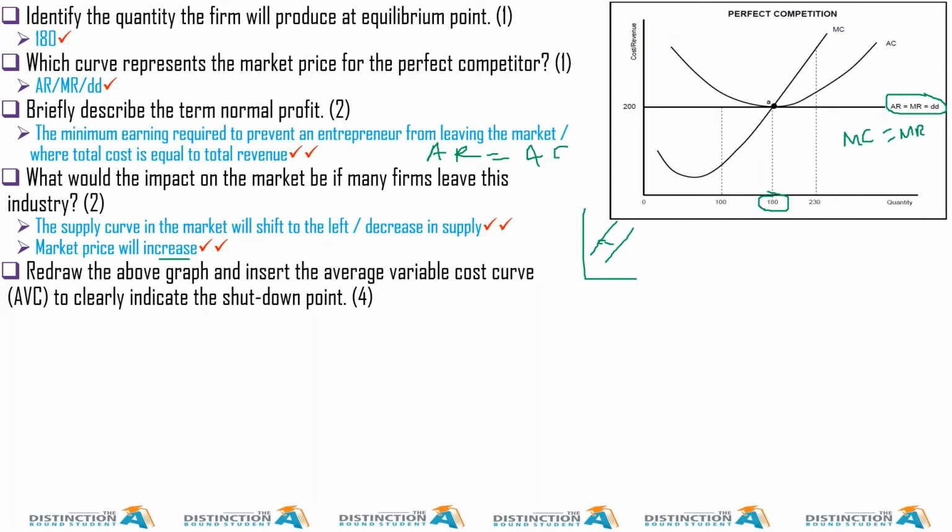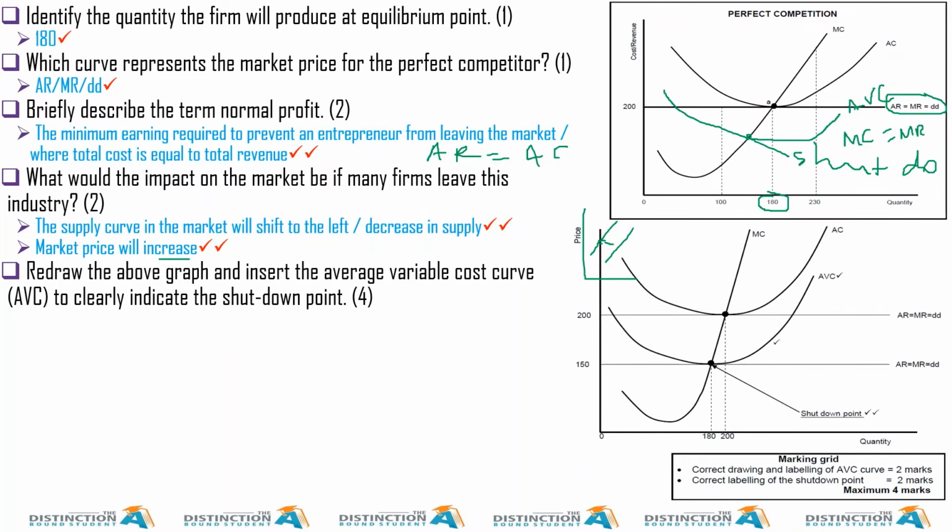Then they want you to redraw the graph above and insert an average variable cost, AVC. So AVC is always somewhere below. So you can put it like this and say AVC. And then they say what? To clearly indicate the shutdown. Okay, then it will be this point. Then you write shut down. So that's easy. Okay, so there we have it. So you get your full marks for that.